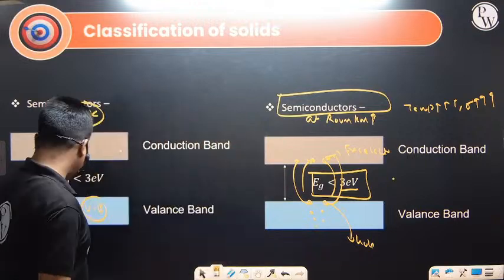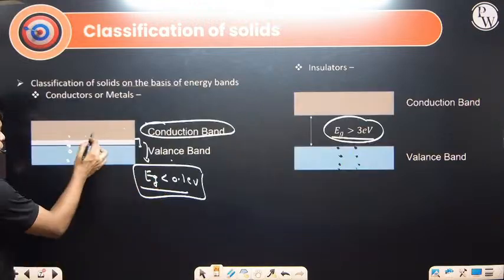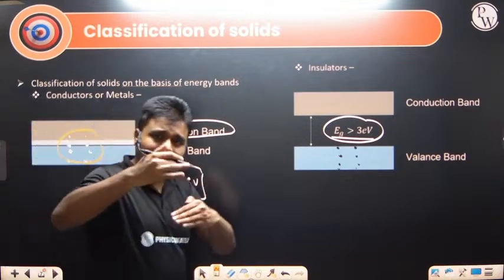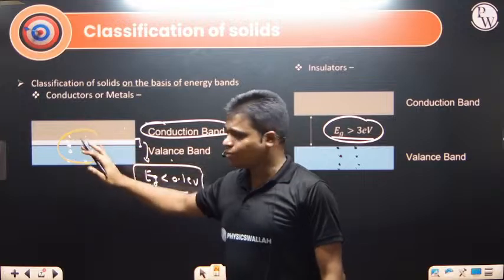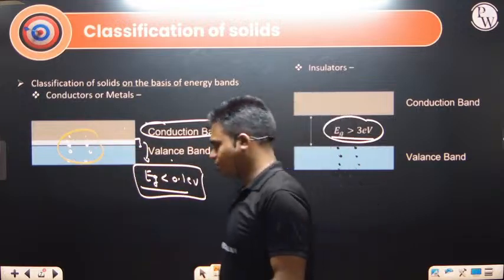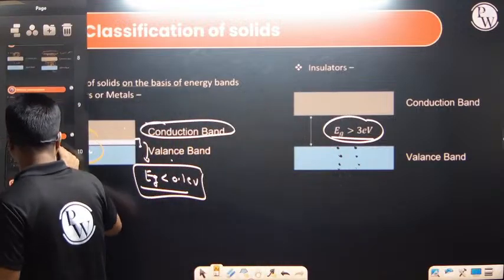This is not the case with the insulator and metal. In metals, the conduction band and valence band are almost overlapping each other. So let's move forward over here.